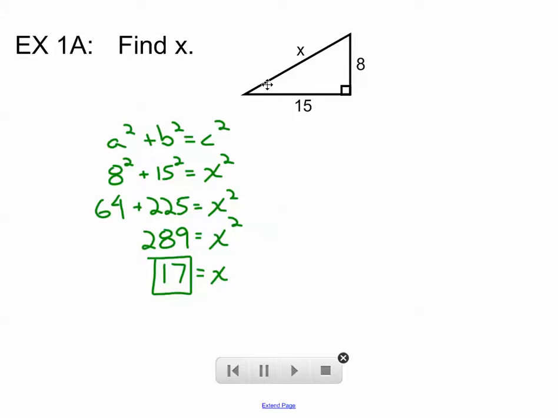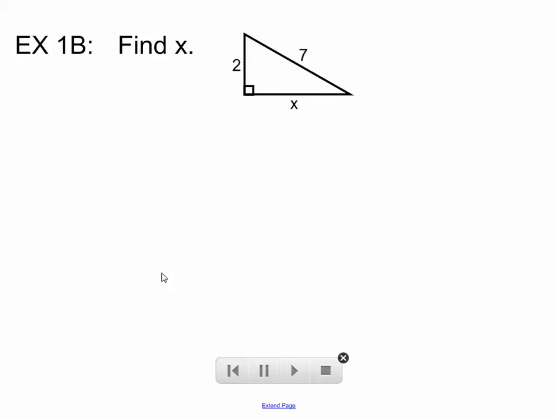Couple key things about the Pythagorean theorem. Number one, your hypotenuse should always be your longest side. So 17 is longer than 8 and 15, so that's a good look there. Number two is this equation, 289 equals x squared, actually has two solutions, positive and negative 17, but since you can't have a negative side length of a triangle, we would just ignore the negative 17. I'm not even going to bother writing it down.